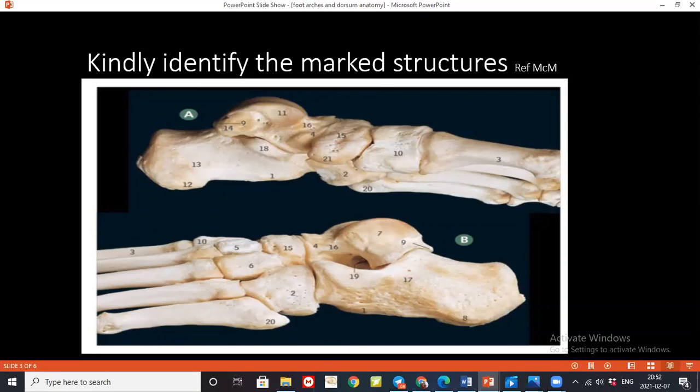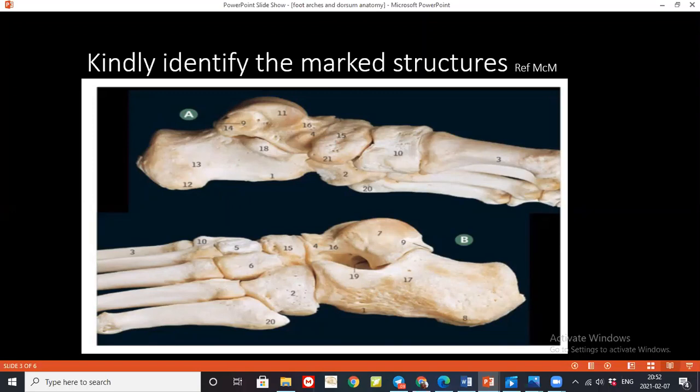Can you tell me how many arches there are in the foot? There are 3 arches in the foot: the medial longitudinal arch, the lateral longitudinal arch and the transverse arch. What are the components of each of these arches? In the medial longitudinal arch, the bones are the calcaneum, talus, navicular bone, the 3 cuneiforms and the 3 medial metatarsal bones.